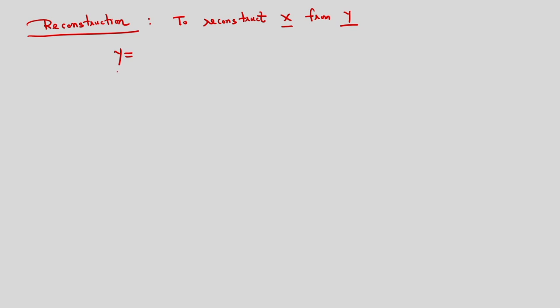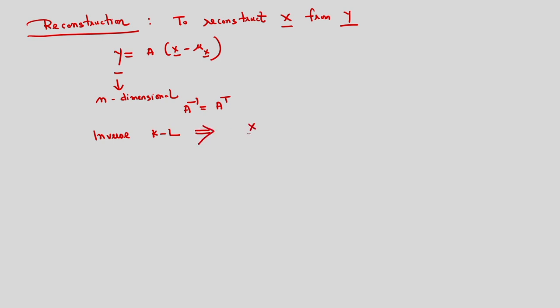We know that Y is equal to A(X minus mu X). So this is the transformation. This Y is nothing but n dimensional. This transformation matrix is an orthogonal transformation matrix, so A inverse is equal to A transpose. That is the orthogonal matrix. So what is the inverse KL transformation? I can write it like this: X, I am reconstructing, is A transpose Y plus mu X. This A inverse is equal to A transpose, that is nothing but the orthogonal transformation.